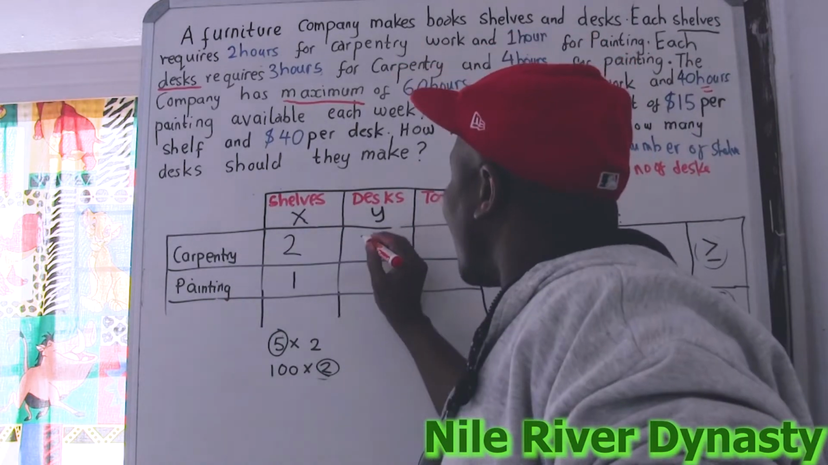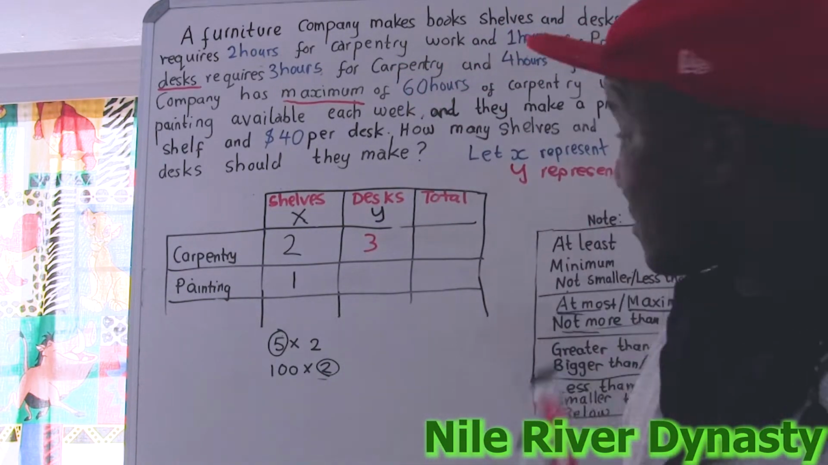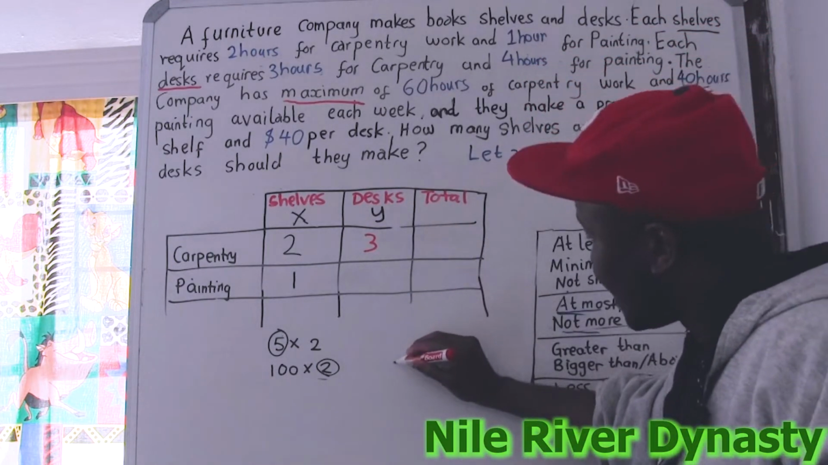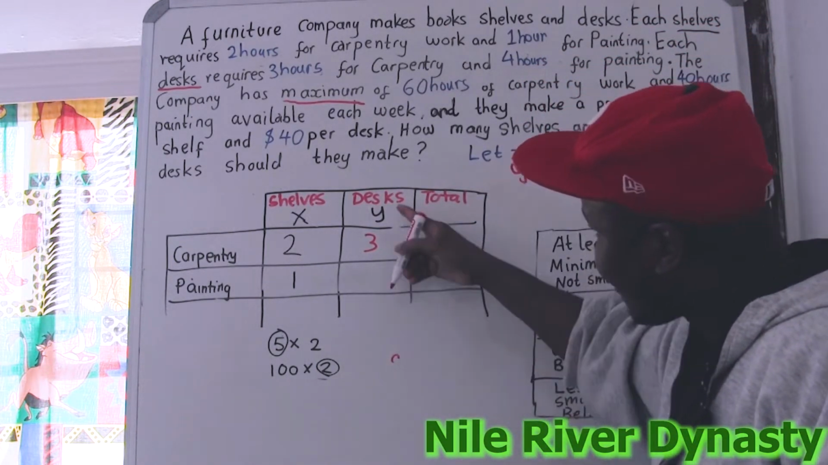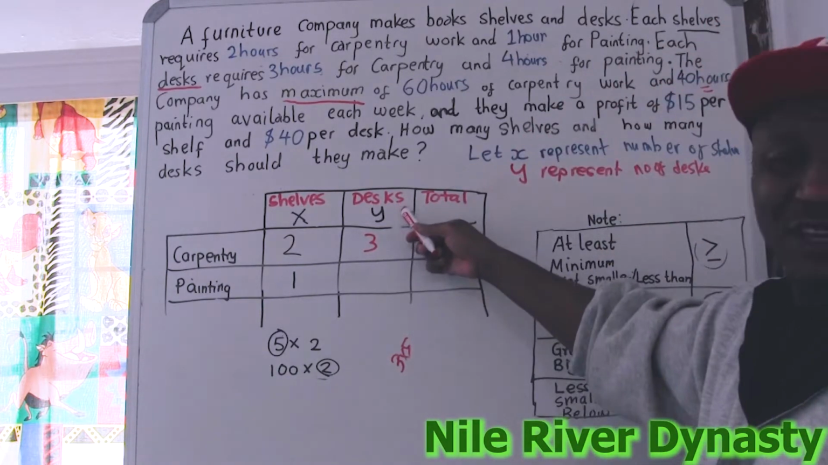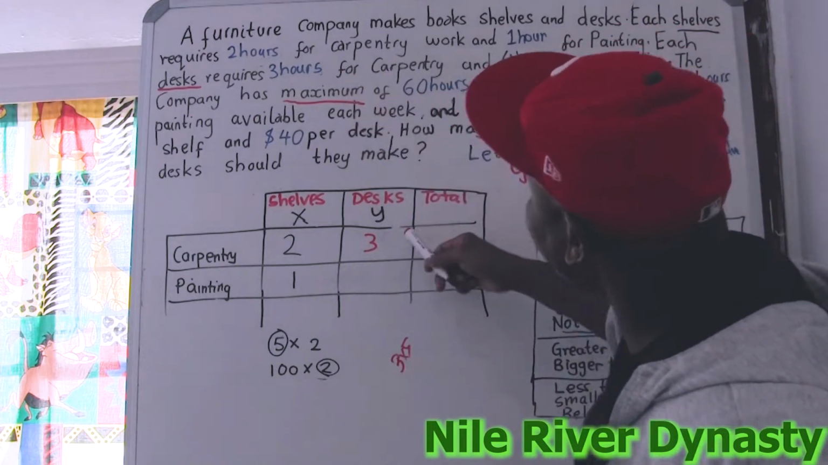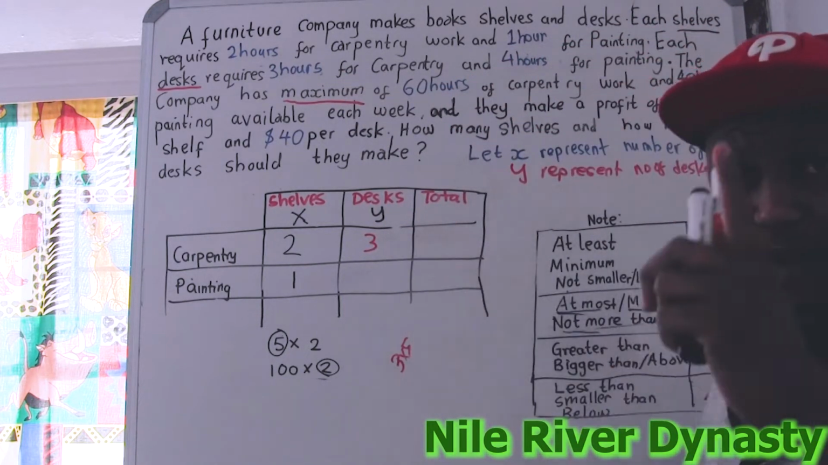So this carpentry is going to require what? 3 hours. For carpentry, it means for each one. If it's, let's say, 5 desks, it's going to be 3 times 5. So we don't know this one. How many carpentry? That's what we say.